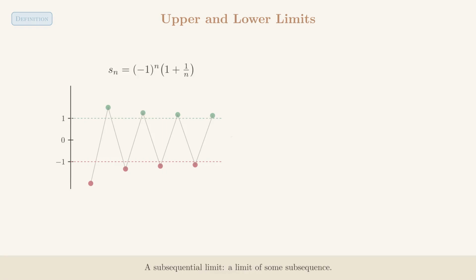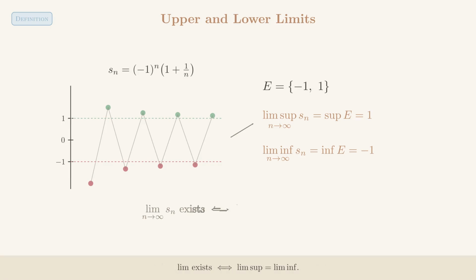A value that some subsequence approaches is called a subsequential limit. This sequence has exactly two of them. Collect every subsequential limit into one set, which we call E. Here, E consists of -1 and 1. The largest value in this set is the upper limit. The smallest is the lower limit. An ordinary limit exists exactly when these two agree, that is, when the set collapses to a single value.